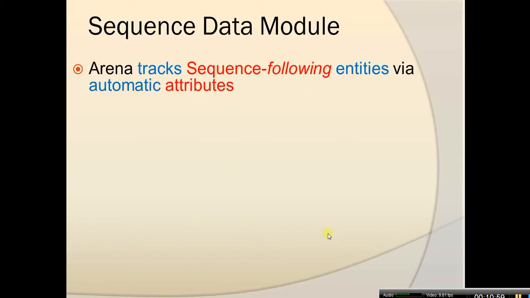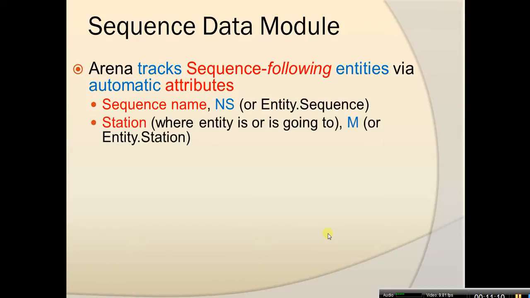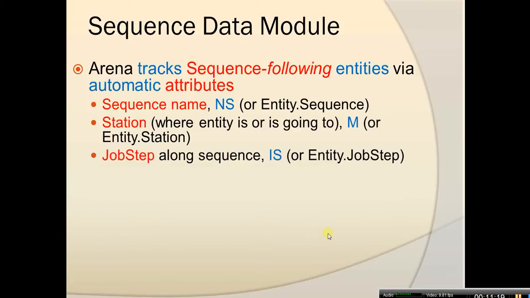So Arena tracks sequence-following entities using automatic attributes. So the sequence name, or NS, or entity.sequence, also the station where the entity is going to, M, or entity.station. So as you can see, if you have entity dot something, that's your automatically defined attribute. So you can see that both sequence and station are attributes for the entity. It also has a job step along the sequence, and that's IS, or entity.jobstep, so another attribute.